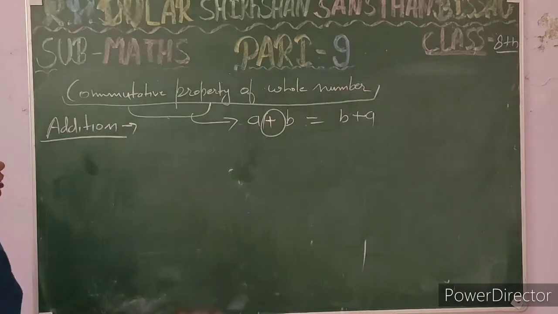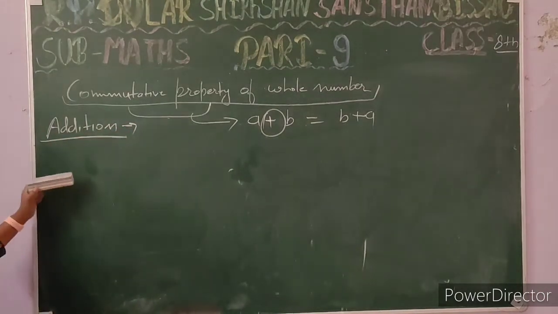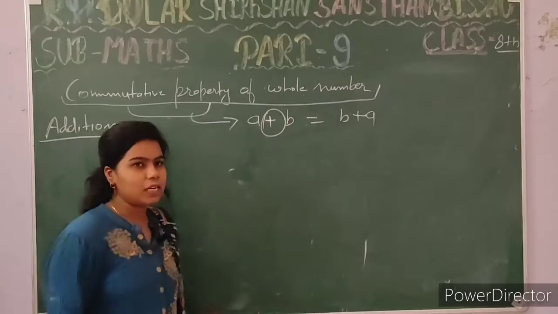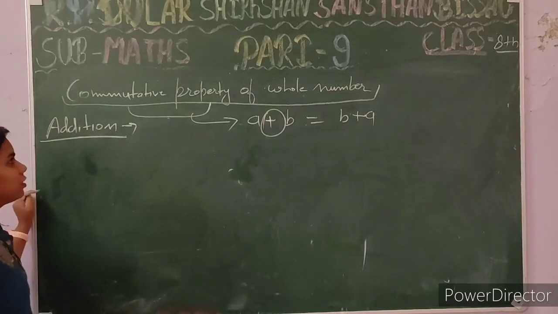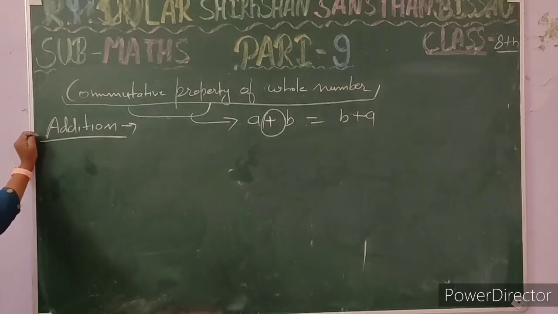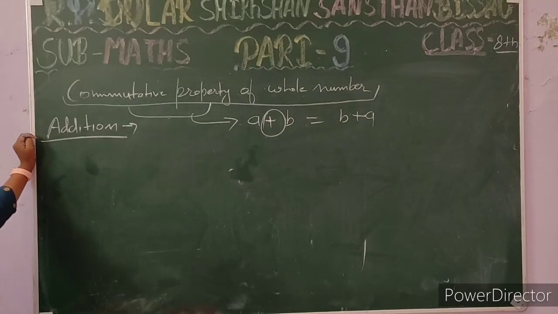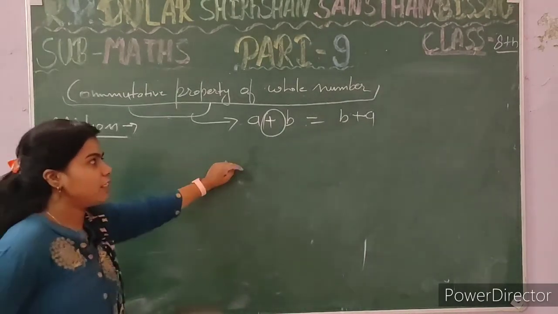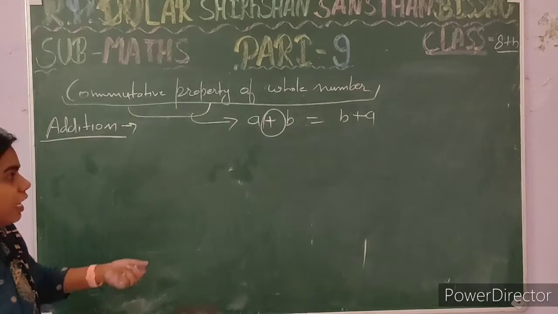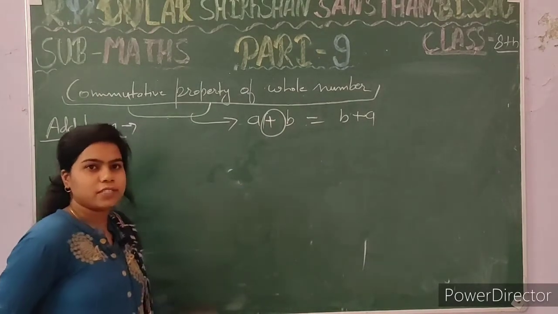We studied addition. For addition, is the commutative property of whole numbers satisfied or not? What is our observation? Suppose a and b are whole numbers. Then I write here a plus b is equal to b plus a. Now we don't know whether it will be satisfied or not. First we check by taking an example, and then we say whether it will be satisfied or not.